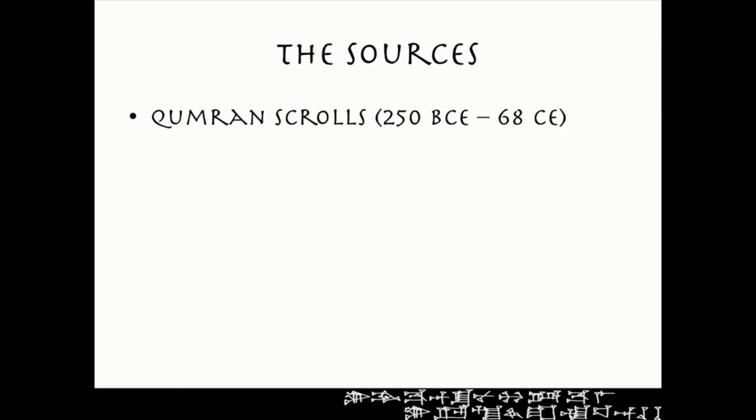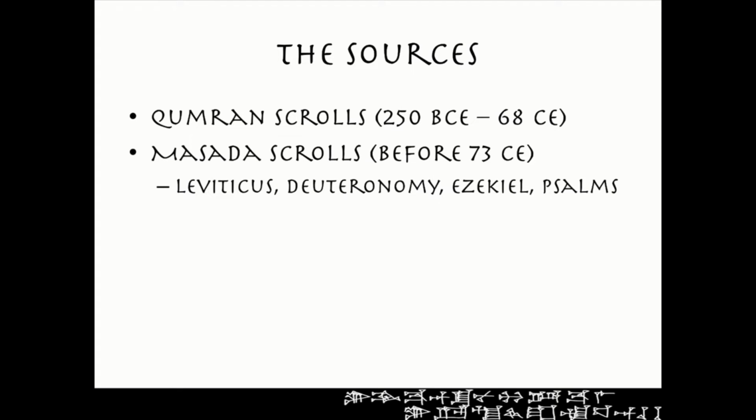The Qumran scrolls that range from 250 BCE to 68 CE are a significant source during this first period. The scrolls from Masada, where the revolt had its last stand, were compiled, written, copied before 73 CE, so they fit this first period well. At Masada, we have portions of Leviticus, Deuteronomy, Ezekiel, and the Psalms. And then finally, the last source are the ancient translations, and we'll talk about these in more detail in a later video.